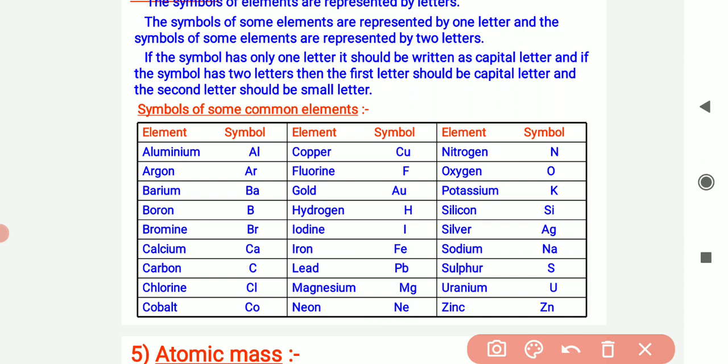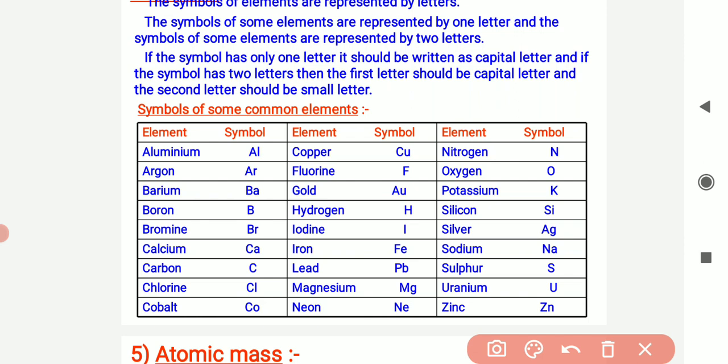Okay. Next one is hydrogen, which is represented by H. Next one is iodine, that is represented by I. Next one is iron, that is represented by Fe. Next one is lead, that is represented by Pb. Next one is magnesium, that is represented by Mg. Next one is neon, that is represented by Ne. Next element is nitrogen, that symbol is N.